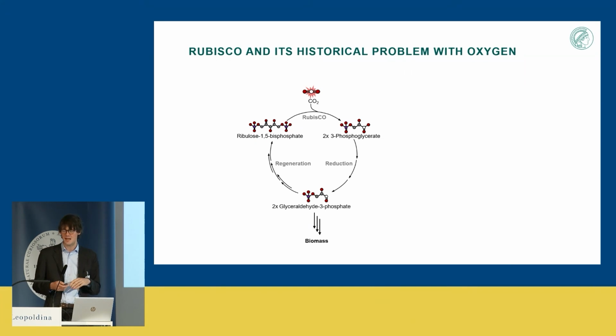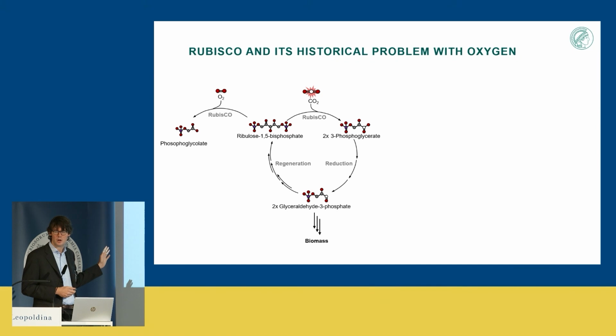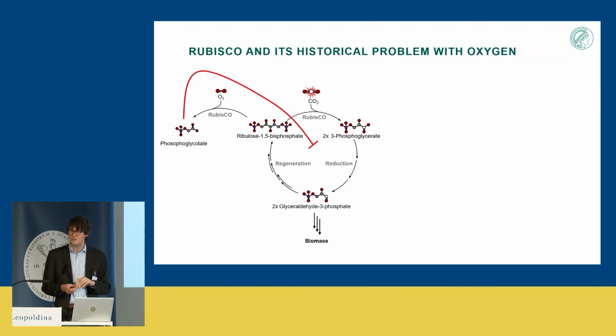And the theme of this enzyme's history is that it doesn't just react with CO2, it has a problematic side activity with oxygen. And this happens because to this enzyme, oxygen looks a little bit like its substrate CO2. And when it reacts with this gas, it makes a very toxic side product called phosphoglycolate. And the problem with this chemical, to simplify things a lot, is that it is an inhibitor of central carbon metabolism. And if you accumulate even small amounts of this, you can totally shut down photosynthesis.